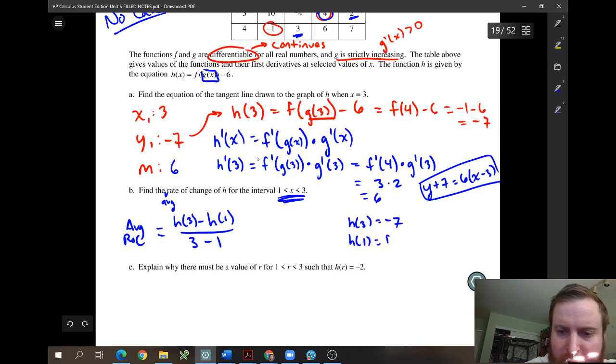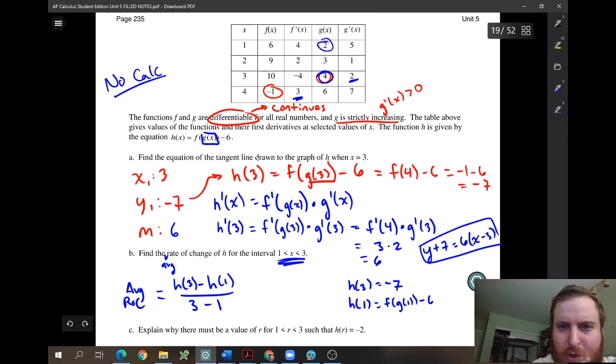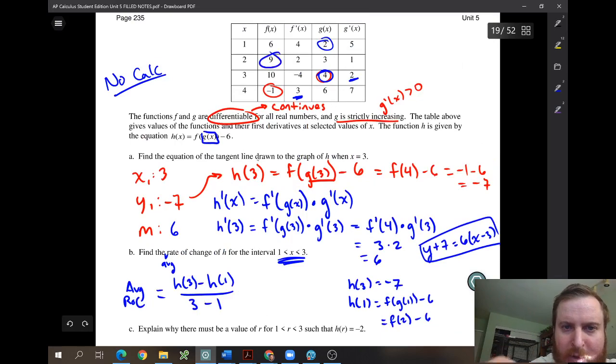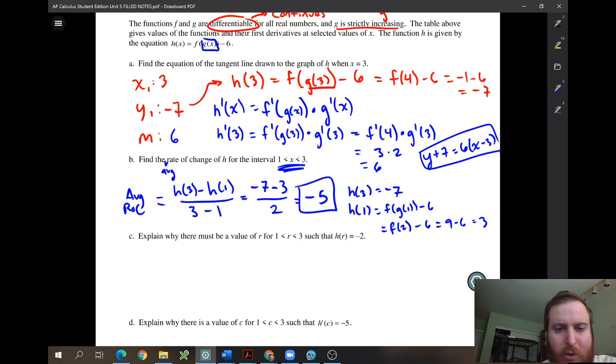Then we need to do h of 1. So h of 1 is going to be f of g of 1 minus 6. So g of 1 is 2. So this will be f of 2 minus 6. And f of 2 is 9. So 9 minus 6 gives us 3. So then h of 3 was, we said, negative 7, minus 3, over 3 minus 1 is 2. That's negative 10 over 2, or negative 5. So our average rate of change between 1 and 3 is negative 5.